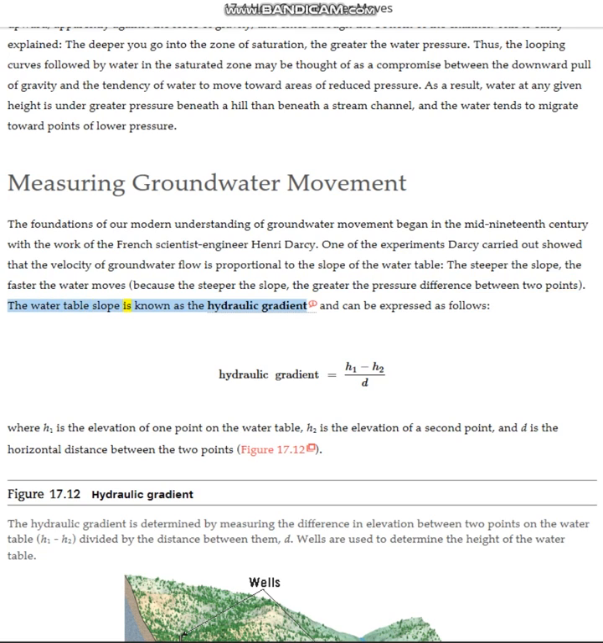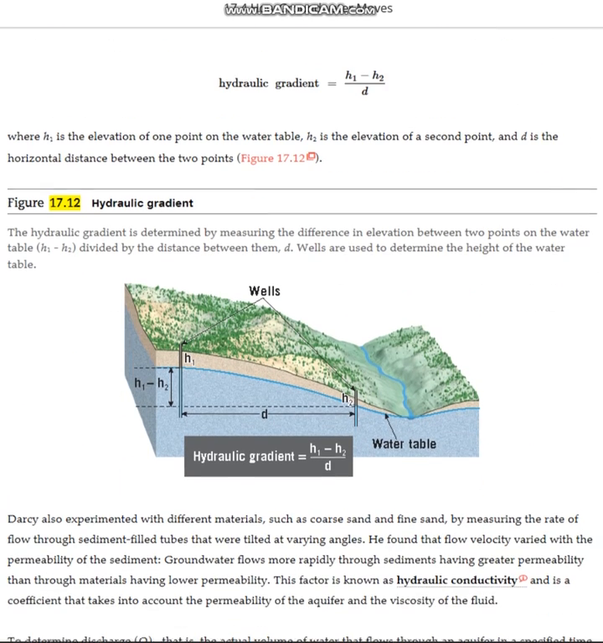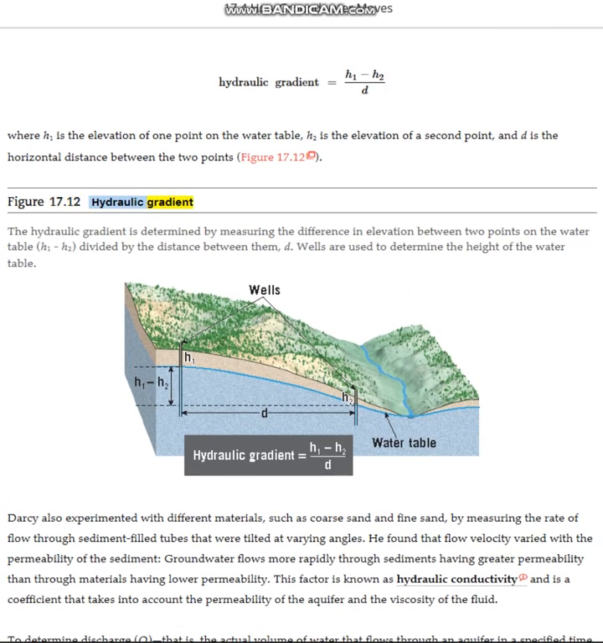The water table slope is known as the hydraulic gradient and can be expressed as follows. Hydraulic gradient equals (H1 - H2)/D, where H1 is the elevation of one point on the water table, H2 is the elevation of a second point, and D is the horizontal distance between the 2 points, figure 17.12. Figure 17.12 Hydraulic gradient. The hydraulic gradient is determined by measuring the difference in elevation between 2 points on the water table, H1 - H2, divided by the distance between them, D. Wells are used to determine the height of the water table.